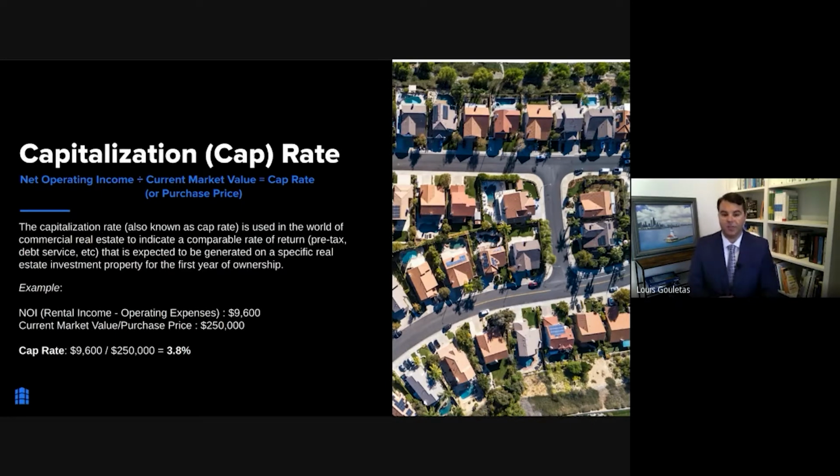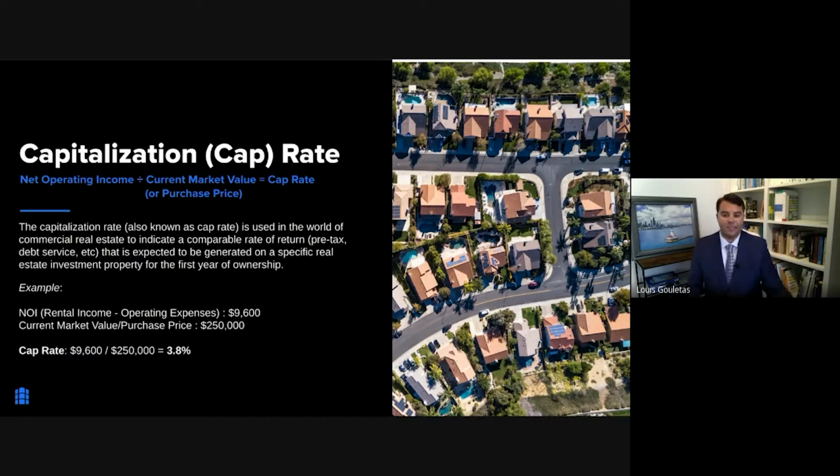Now, an issue with this we can see right off the bat is that one, it's first year only. So if you hold it for more, this is probably not the best calculation for you. In addition to that, it doesn't consider financing. So the financing is sort of held constant or not considered at all, really. And what this allows you to do, though, is again compare properties to properties very quickly.